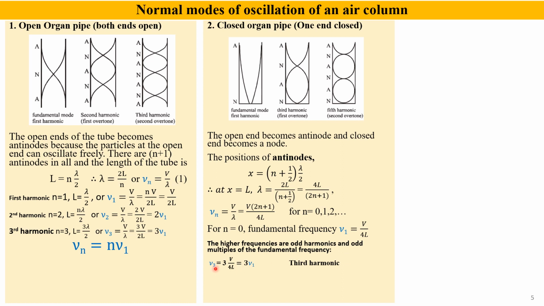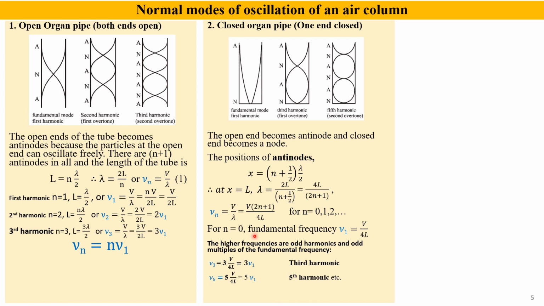Therefore, if you put n is equal to 1, we get nu 3 is equal to (2 plus 1), 3 into V by 4L. That is equal to 3 times nu 1. This is called the third harmonic. Third harmonic is shown in the figure, second figure in the middle. So here there are 2 antinodes and 2 nodes for the third harmonic.